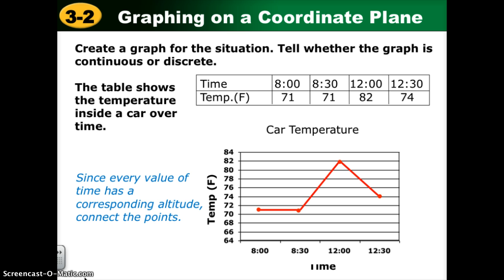Since every value of time has a corresponding temperature, connect the points. What that really means is that because from 8 o'clock to 8:30, we could have measured a temperature at any point in time, we connect the dots. I could look at this graph and choose a different time that we didn't list, like 11 o'clock, and get an estimate of what the temperature was at that point in time. So we call this continuous. Continuous means you can connect the dots because there's always a value at any point in the graph.